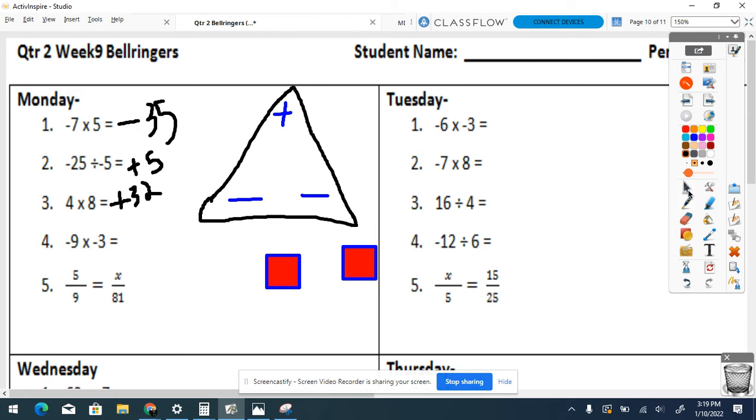All right, number 4, I have -9 and -3. So I cover up both negatives, and I'm left with a positive. And then we know 9 times 3 is 27. All right, and number 5.